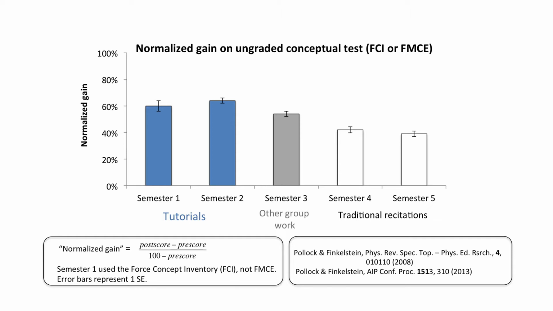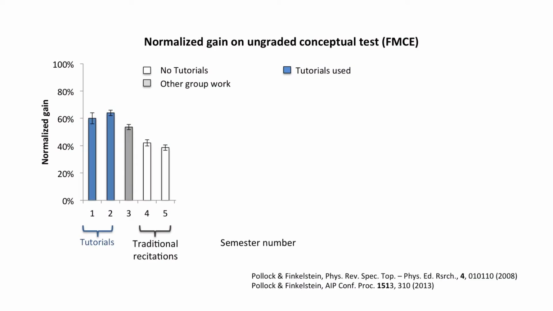So we had 3 semesters of data, and all 3 of those semesters were lower normalized gains on a variety of measures. They were enthusiastic and skilled faculty. The students just weren't learning as much. And then a faculty member came in and said, no, I really like these tutorials. I want to switch back. And the learning gains went back up again.